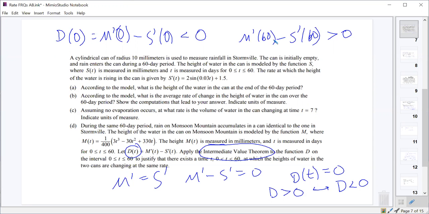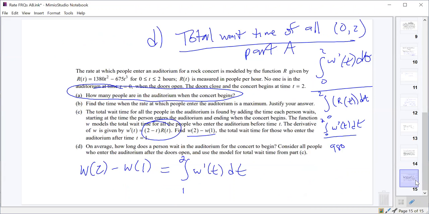I'm sorry, I'm quite confused on the rock concert problem. For part C, I know you already talked about it, but I'm still confused about why you would want to take the integral of the derivative to find w of 2 minus w of 1. Well, if we're looking for w of 2 minus w of 1, that can be written out just like this integral. I mean, if you integrate w prime, you get w, right?